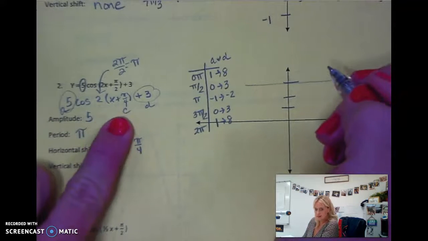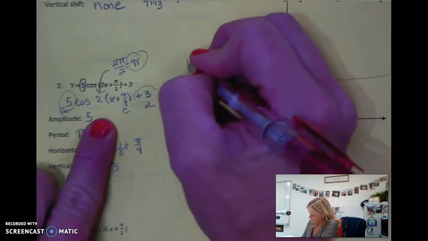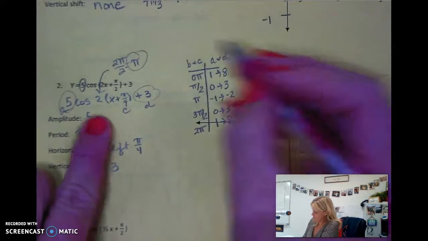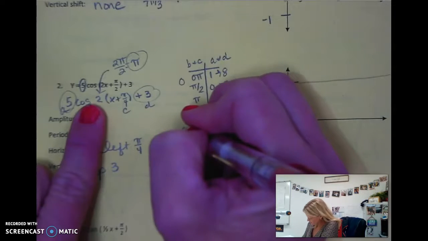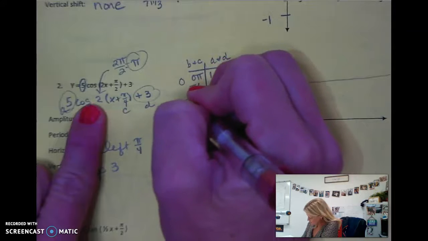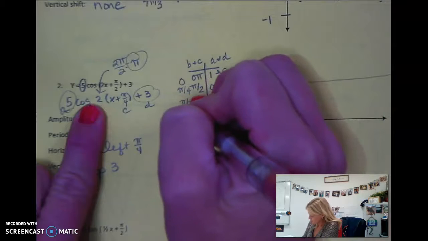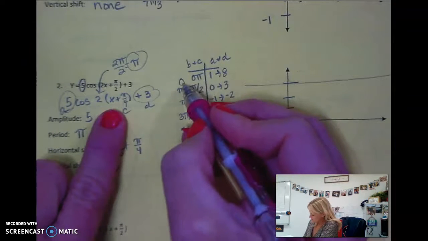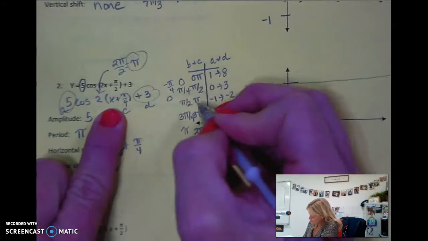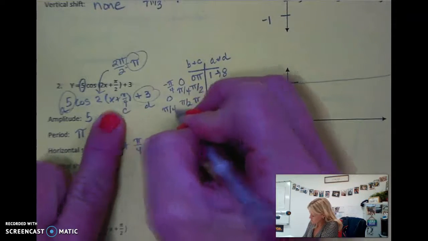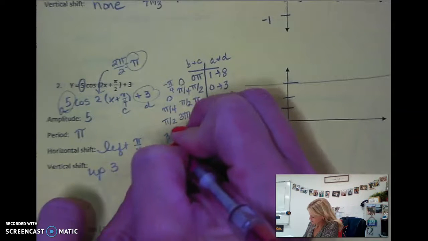In here, actually all I need to know is my period and how I'm going to shift it. So my period is going to shrink to 1/2, and then I'm going to take all of those and shift them to the left 1/4. So 0 minus 1/4 is now -1/4. 1/4 minus 1/4 is 0. 1/2 minus 1/4 is 1/4. 3/4 minus 1/4 is 1/2. And pi minus 1/4 is 3 pi over 4.